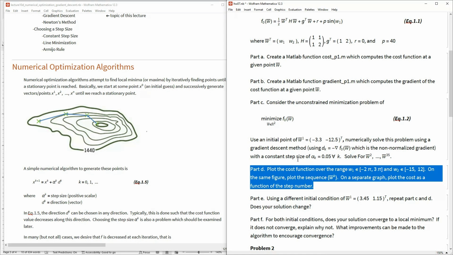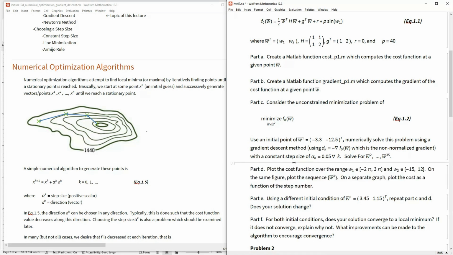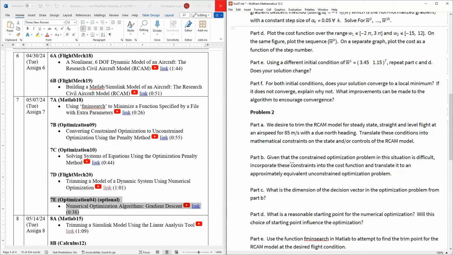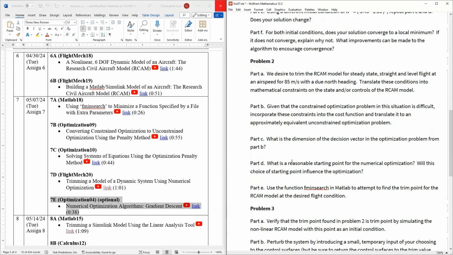So again, I'll let everyone read through this problem description and let me know if you have questions. But again, problem 1 I think should be pretty straightforward. It's just doing a mathematical optimization problem. Okay, now 2 is where this gets interesting.